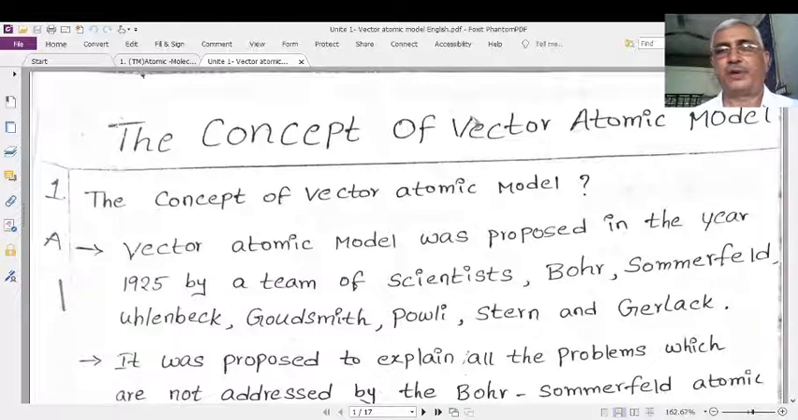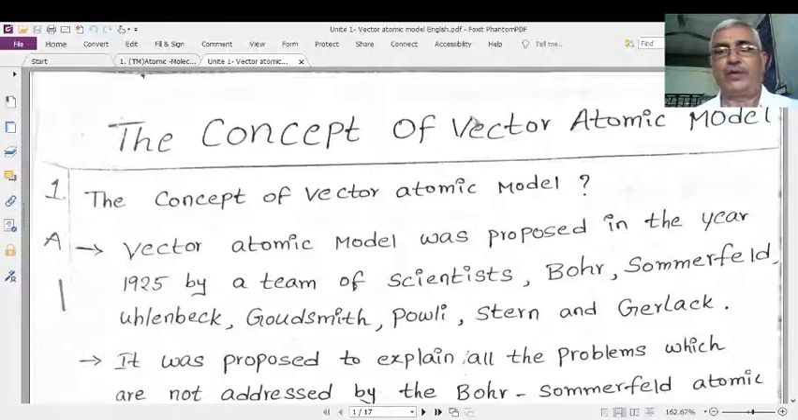This particular model specifically says that both positive and negative charges are statically distributed. But when positive and negative charges are statically distributed, they won't give any definite and specific structure to the atom. That's why this atomic model was not accepted by the scientists.